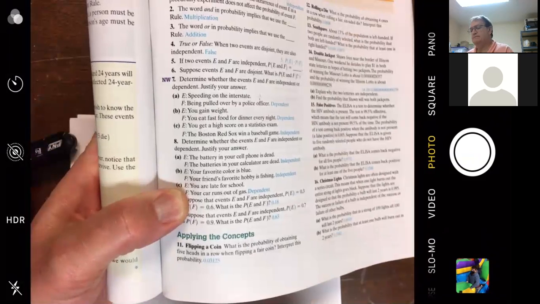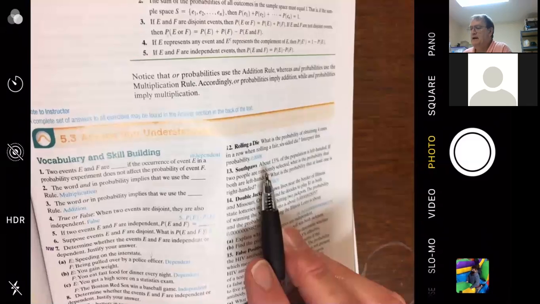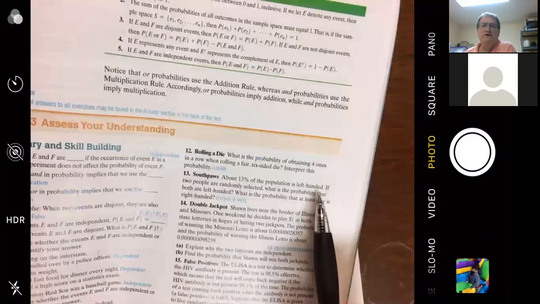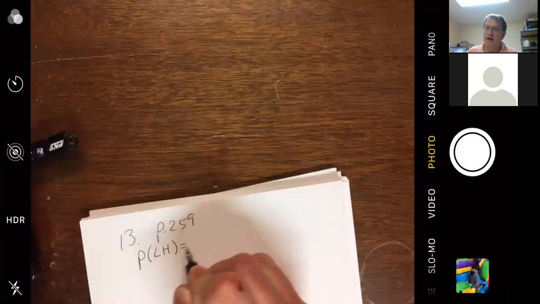We'll try 13. Page 259. About 13% of the population is left-handed. So we can translate that into a probability. The probability of being left-handed is 0.13.